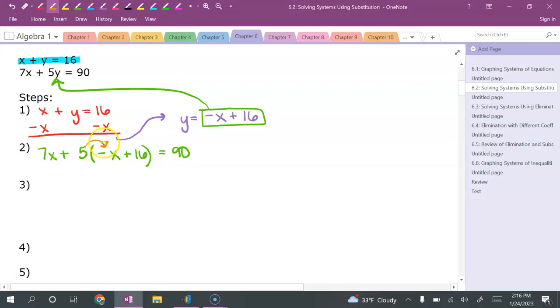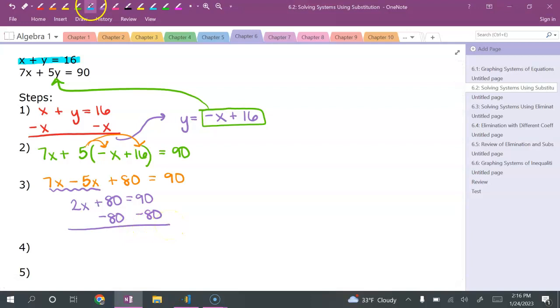What I need to do here first is distribute the 5. So that says 7x, and then 5 times negative x would be negative 5x. 5 times 16 would be 80, and that's equal to 90. I can combine the 7x minus 5x, that would be 2x, and then plus 80 equals 90. I'm going to subtract 80. So I have 2x equals 10. Then I divide by 2, and I get x equals 5.